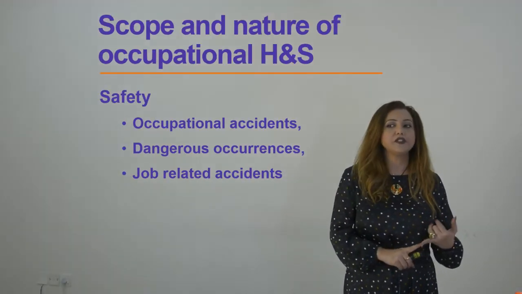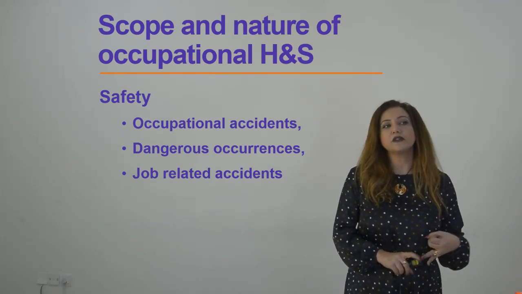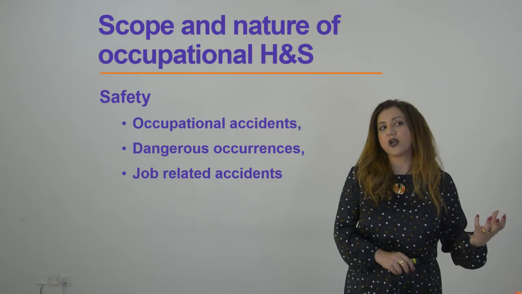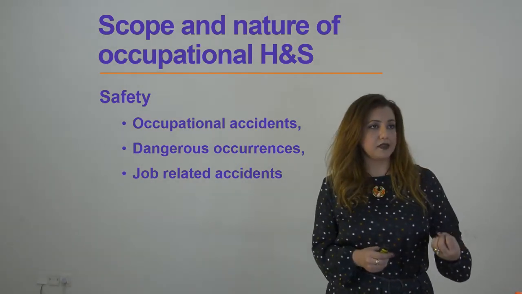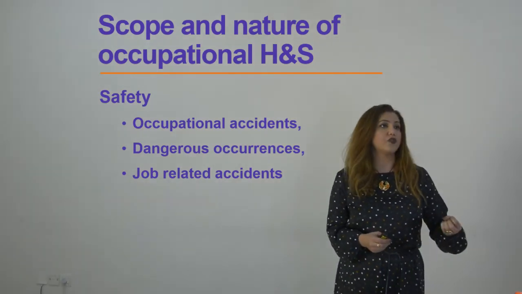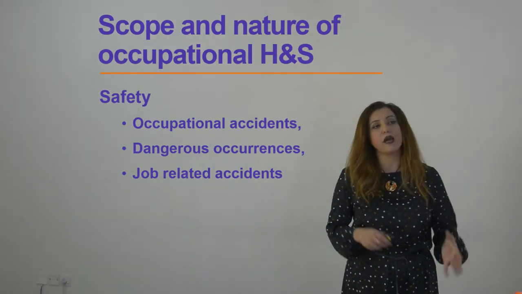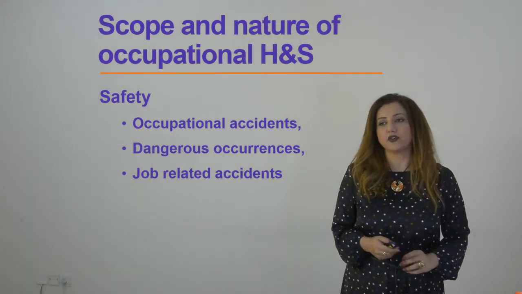When we talk about safety here, we mean occupational accidents, occupational dangerous occurrences such as even near misses, and job-related accidents, specific job-related accidents for people who, for example, work at height. So falling from height is something which is specifically a danger for the nature of their job.